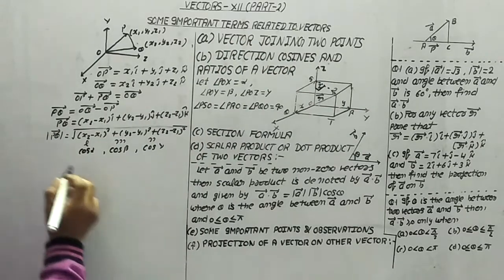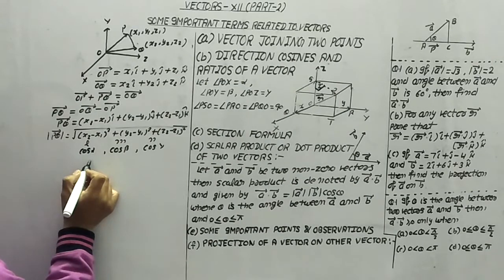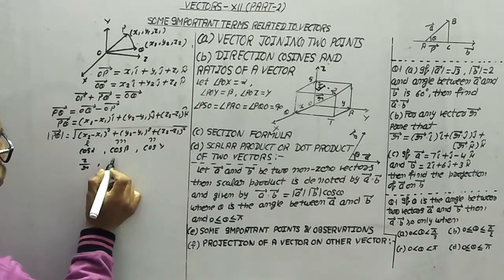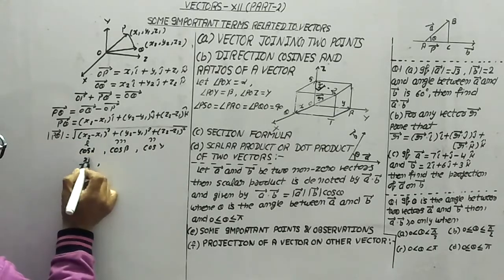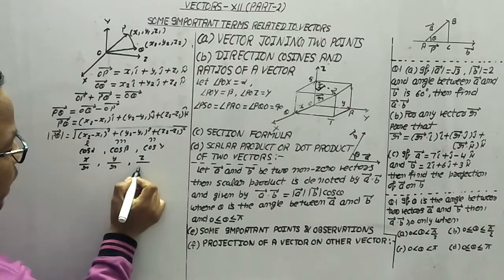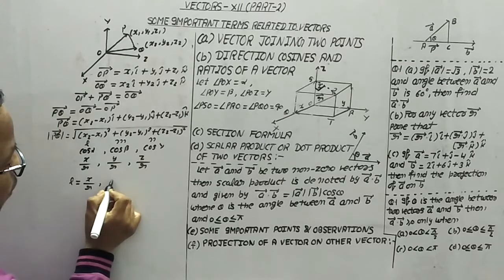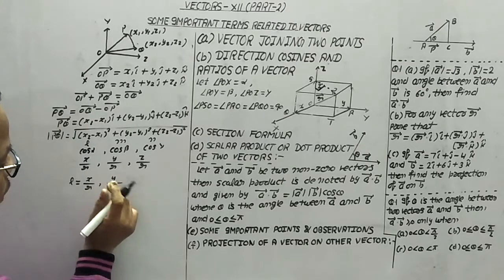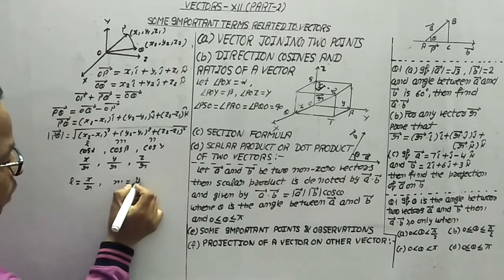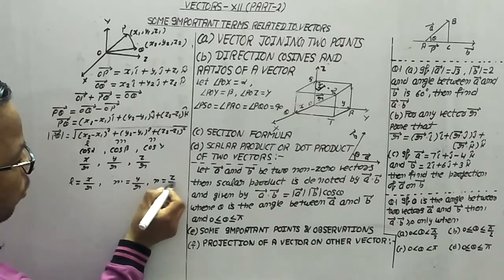And always remember this thing: with this figure, what we observe is cos alpha is equal to x upon r, cos beta is equal to y upon r, cos gamma is equal to z upon r. It means we will have l is equal to x upon r, m is equal to y upon r, and n is equal to z upon r.